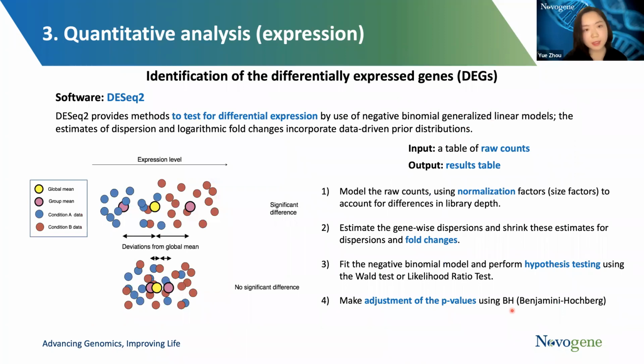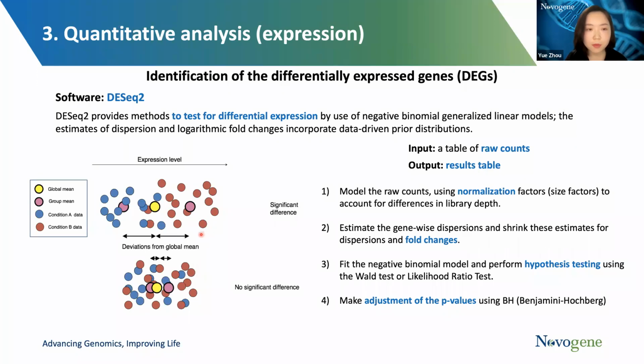Okay, so after the correlation analysis, remember that we touched on the concept of normalization, and now we move towards the differentially expressed genes analysis, which is the highlight of RNA-seq. The software we use is called DESeq2, and the input of DESeq2 is a table of raw read counts, and the output will be the results table that I'm going to show you later. I'm not going into details about how the software works, only the principle of it.